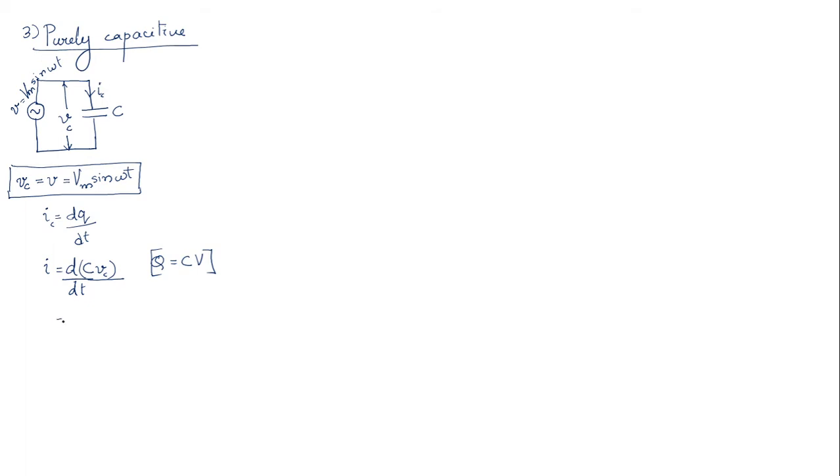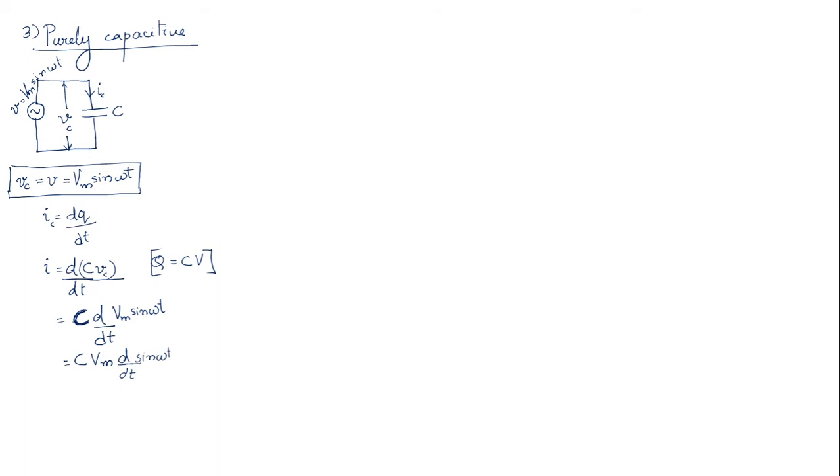Now we can substitute the value here. C is a constant, so I am taking it outside. The remaining thing is d/dt of Vc, where Vc is the voltage across the capacitor, which is equal to Vm sin omega t. Now we can take the constants outside, so your equation becomes C into Vm d/dt of sin omega t.